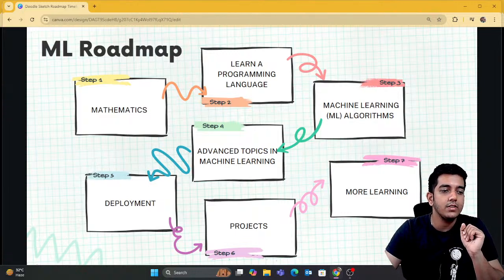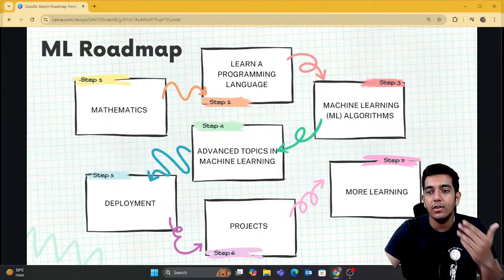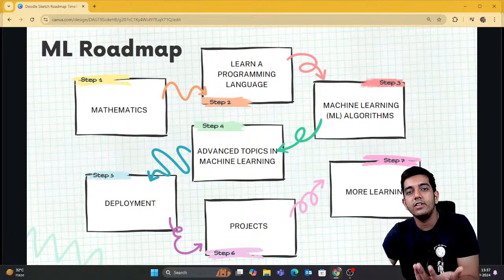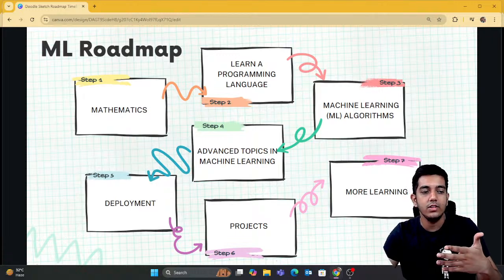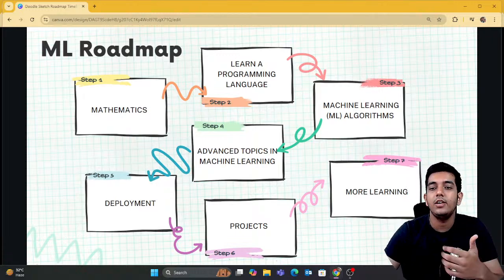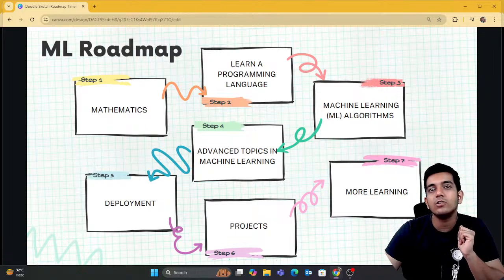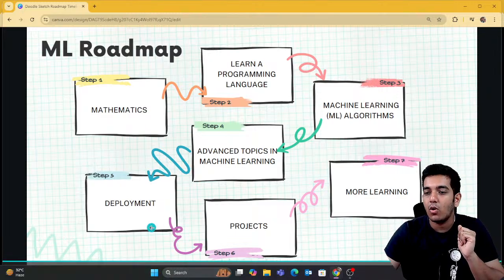In advanced topics in machine learning, you're going to learn about deep learning and neural networks, right? Then if I talk about deployment, deployment simply means how to deploy your machine learning model so it can be used continuously, right? So we can deploy it on Flask, Django, and we can use FastAPI also. All these are frameworks of Python, right? So we can deploy it there.